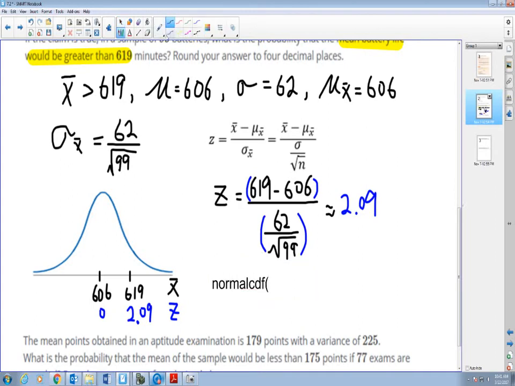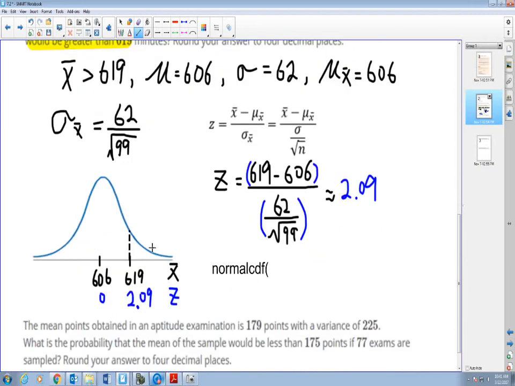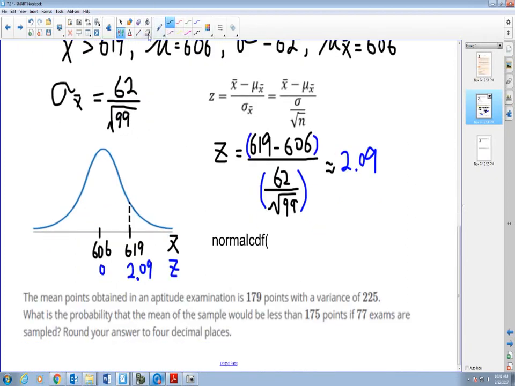What am I looking for here? I think the problem says greater than 619. So I'm looking for the area to the right of my 619. It'll be right here. So that means my lower bound has got to be 2.09, comma, upper bound keep on going to infinity, 1E99, comma 0, comma 1.